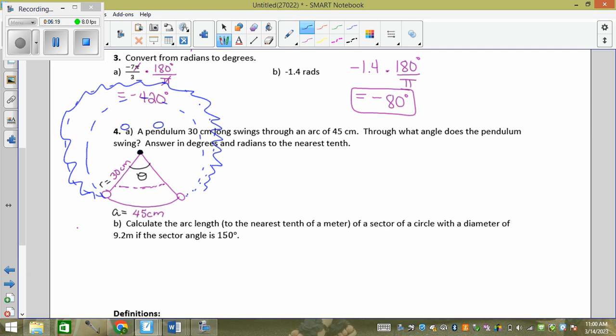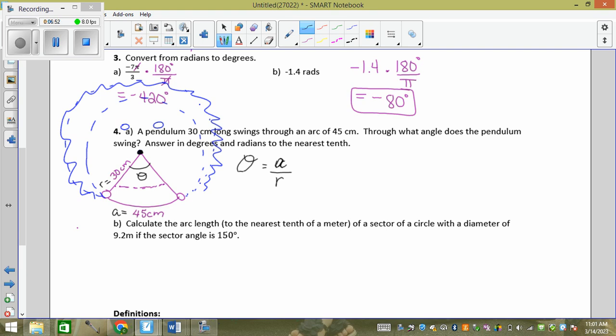Now there's a formula on your formula sheet. This is like its own little lesson by itself. It's this very top formula. All the rest of these formulas connect together, but this one is a standalone at the top, so often people forget it exists. It's theta equals A over R. A is the arc length, R is the radius, and they have to be in the same units.